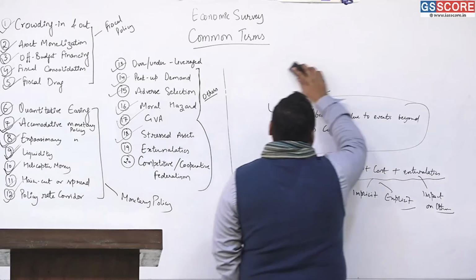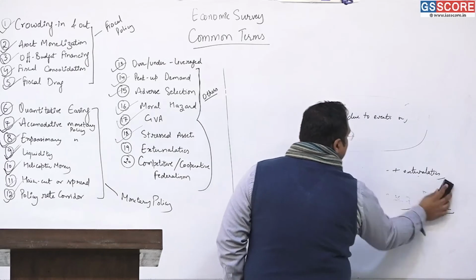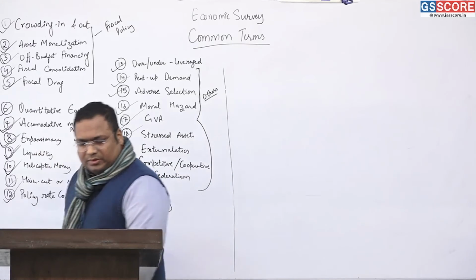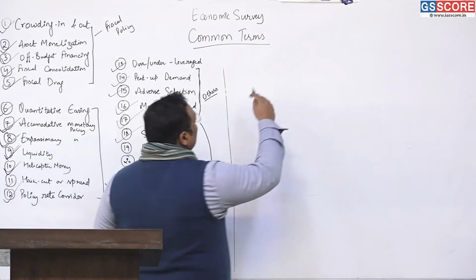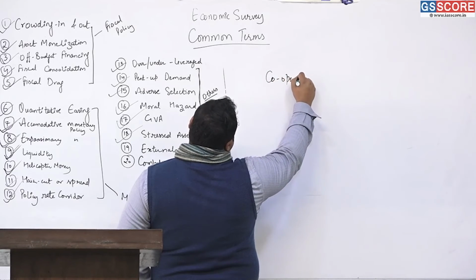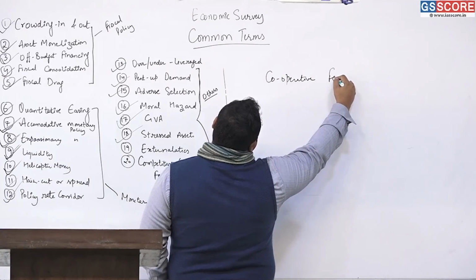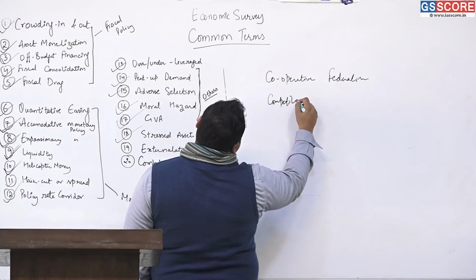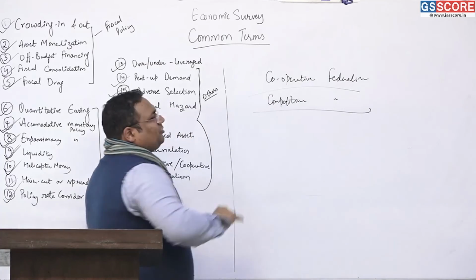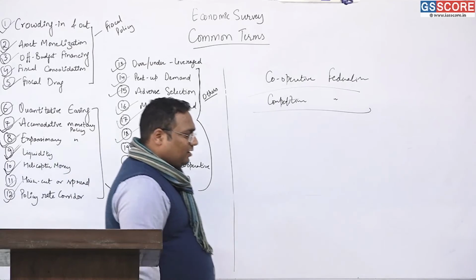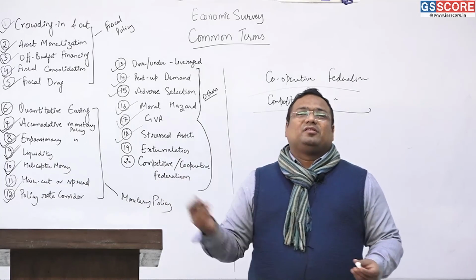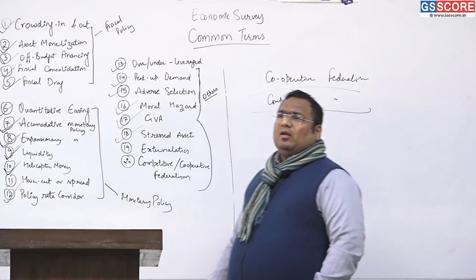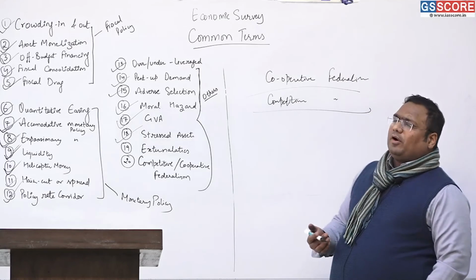The last term, cooperative and competitive federalism. For some students, it should be straightforward, but some students do have genuine difficulty in understanding it. So that's why I'm discussing it. This is a common doubt with many students, and it's frequently used in the Economic Survey. So what exactly is competitive and cooperative federalism?